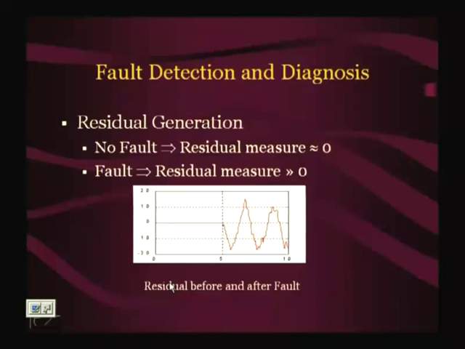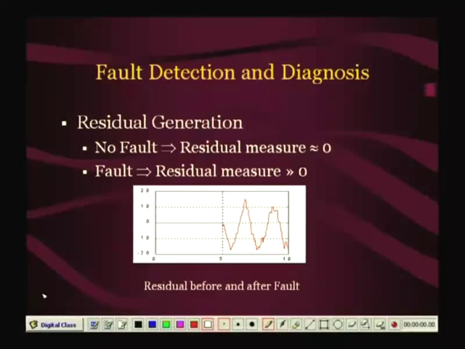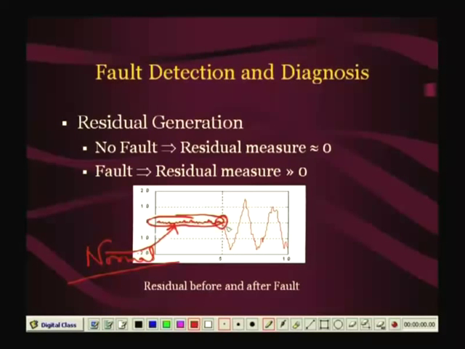Using these two signals, we want to create another signal which we call a residual, such that as long as the system is normal, the residual is very small. It is going to be a very small quantity. And the moment there is a fault, this residual will rise to a large quantity, so that one can easily understand that there is a fault. A lot of the problem of detection is actually concerned with creating such a signal.